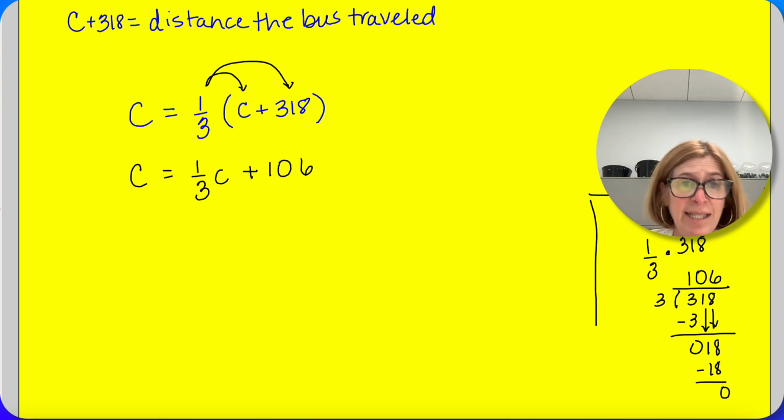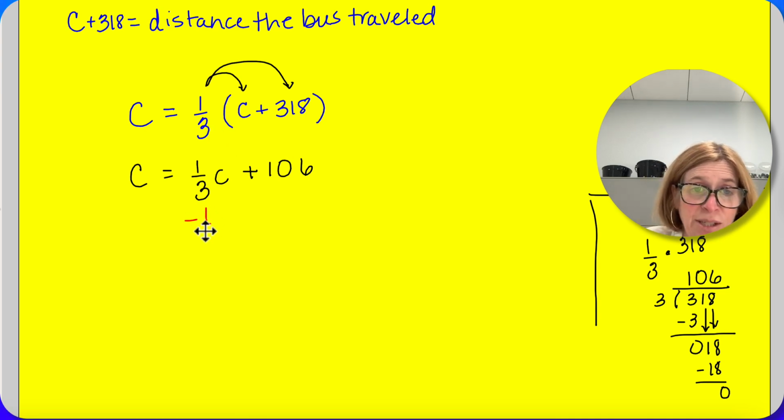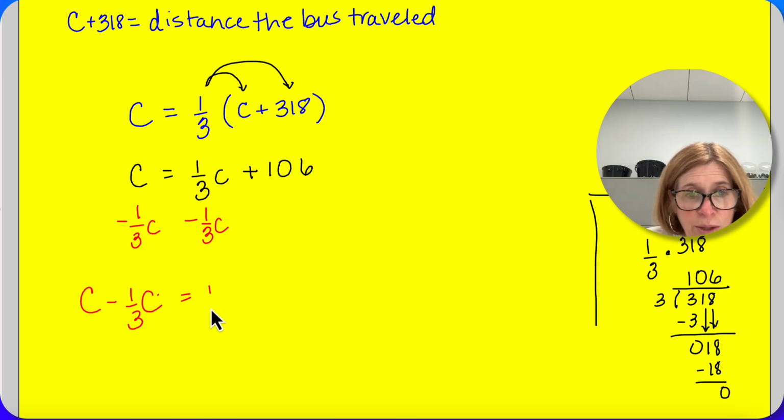Now here's the hard part, right? We've got to get our equations set up for ourselves. So we've got to isolate the C. We've got to get the C all the way to one side. So I'm going to subtract the smaller 1/3 C from both sides. So that gives me C minus 1/3 C equals 106.